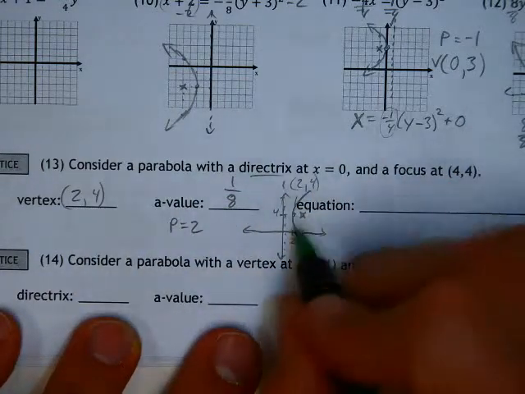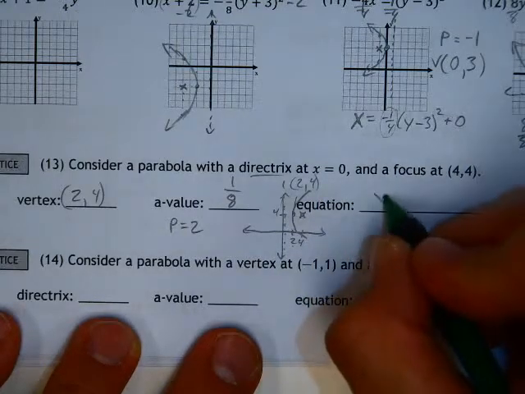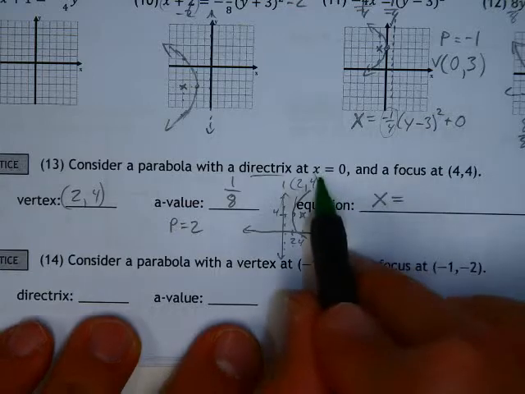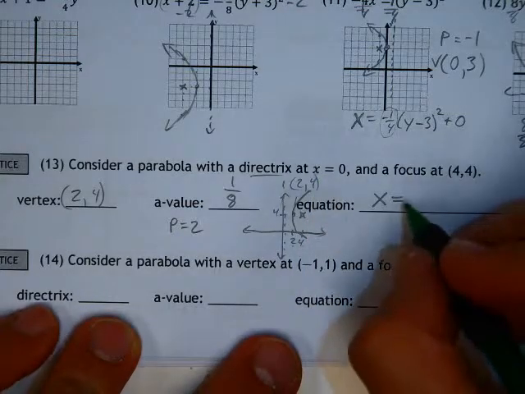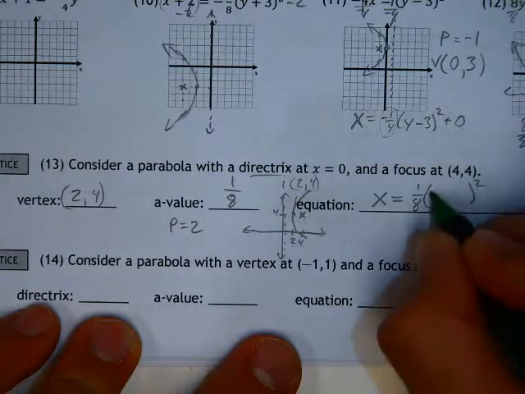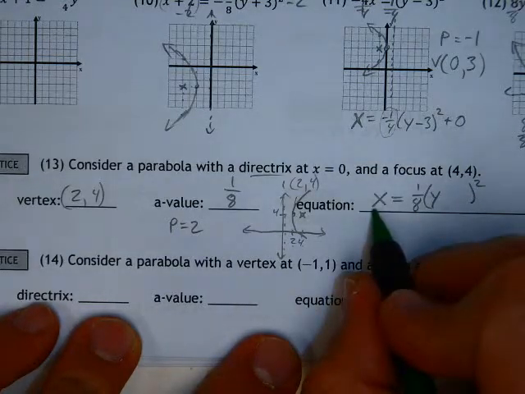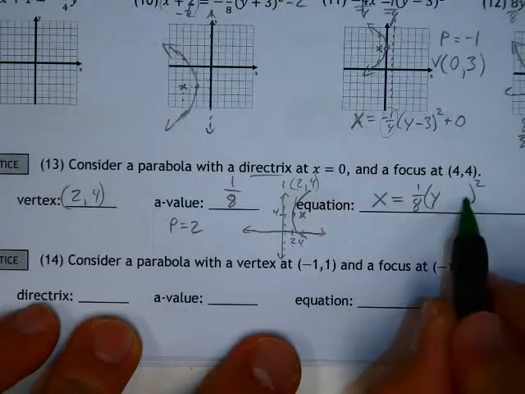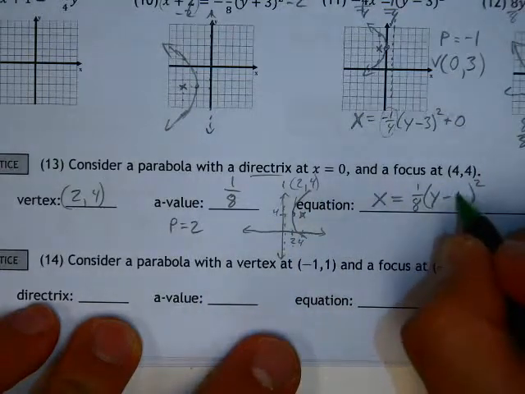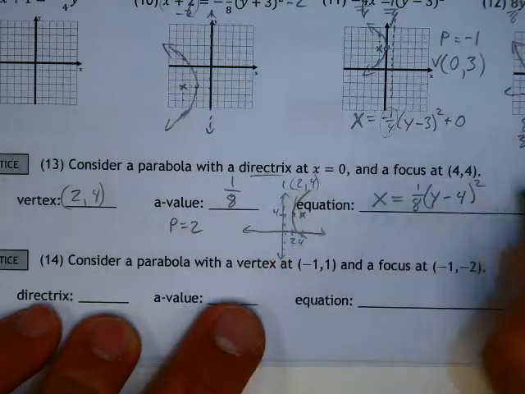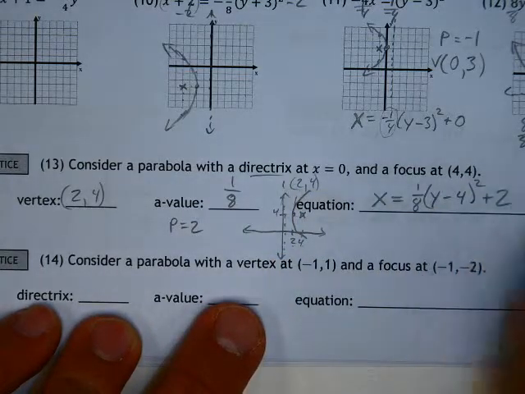So your equation, and knowing it's to the right, means it's going to be an X equals. We know it's going to be X equals because the directrix is X equals. It's going to be 1 over 8. And then it's going to be a Y because the X is here. So therefore, the Y value of our vertex is going to go inside with the opposite sign. Y minus 4.